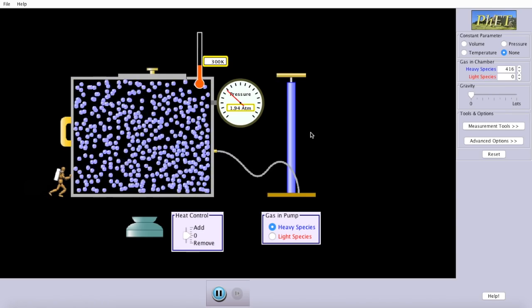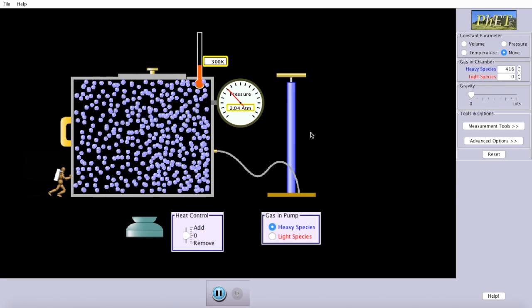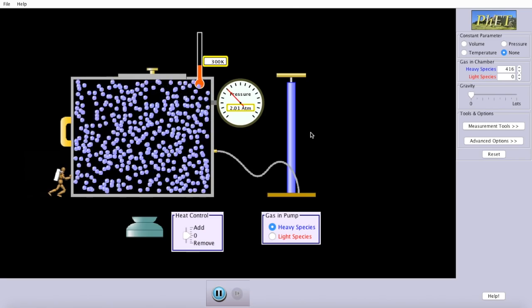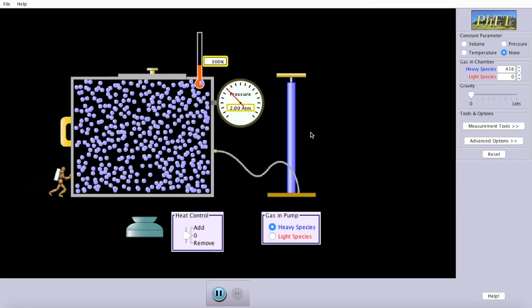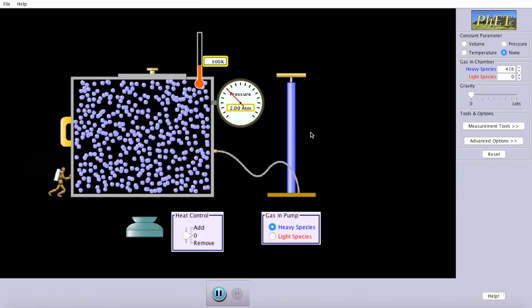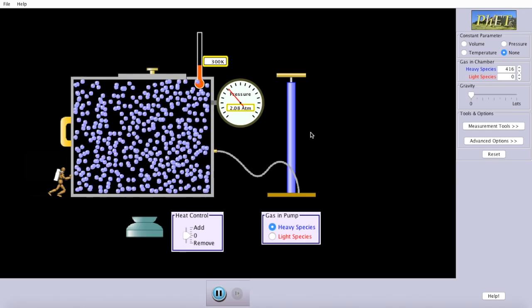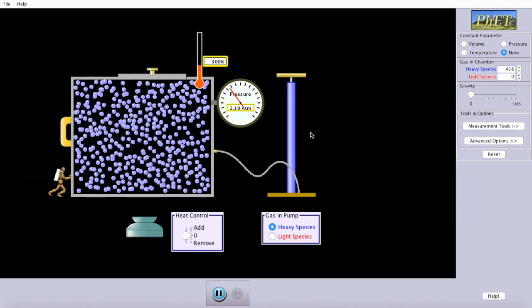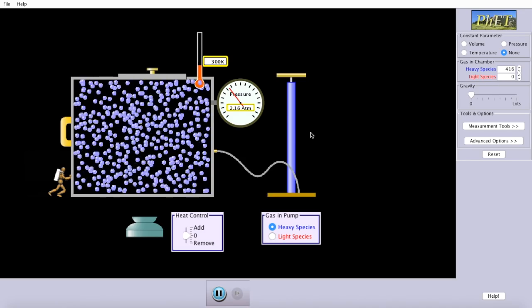And the reason the pressure goes up when you add more air: notice that there are so many particles in there now, and they don't have very far to go before they bump into something. So we're getting much more frequent collisions and much more energy when they collide because they don't have to move very far.